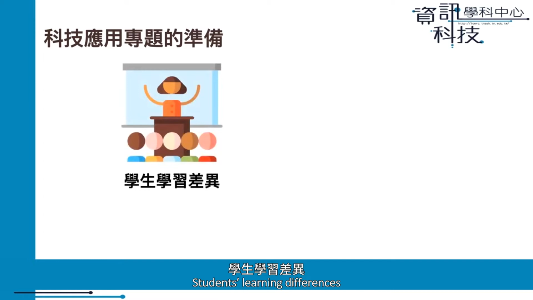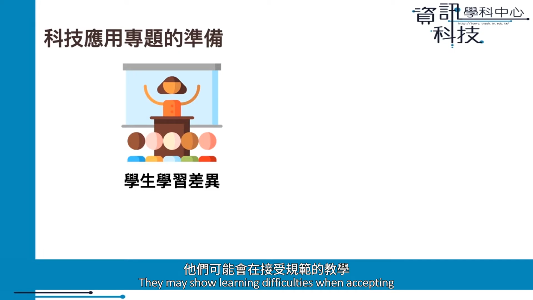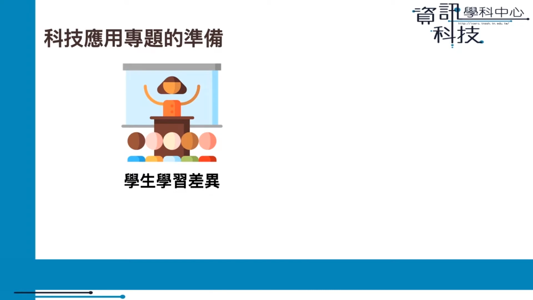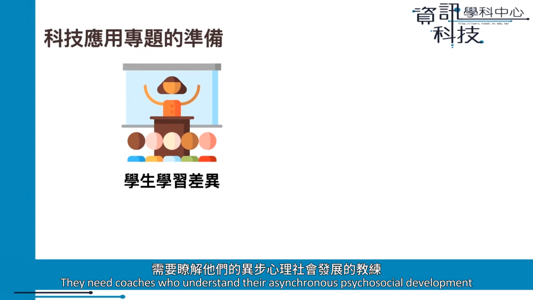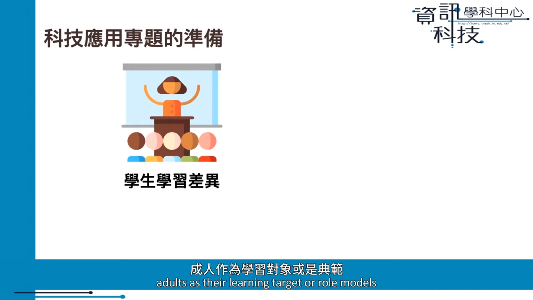Students' learning differences. Students with learning differences have different learning modes compared to their peers of the same age. They may show learning difficulties when accepting standard teaching and learning styles. They need coaches who understand their asynchronous psychosocial development. Adults, as their learning target, are role models to closely monitor and guide them.